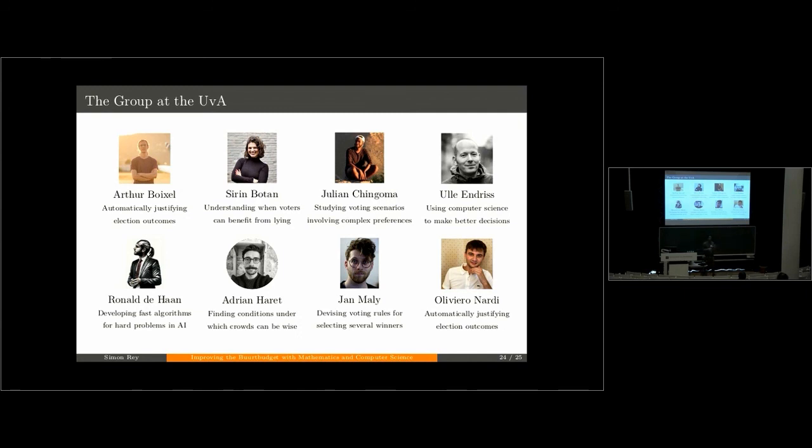Adrienne is looking at this more epistemic approach, like this wisdom of the crowd kind of thing. Is it always the case that a crowd can be wise or not? And finally, Jan is looking more at these settings where you do elect several candidates, like a parliament, for instance. Participatory budgeting is also an instance of that. Yeah, that's our little group.